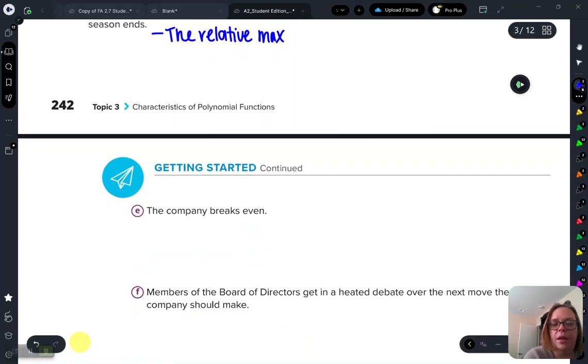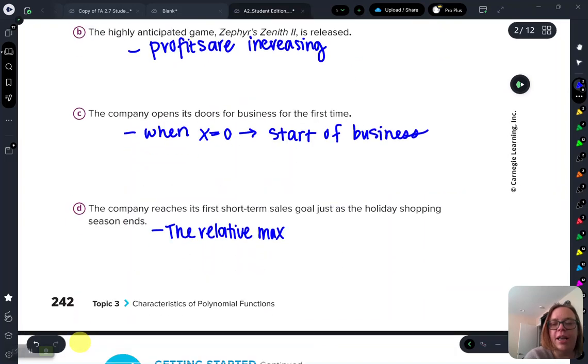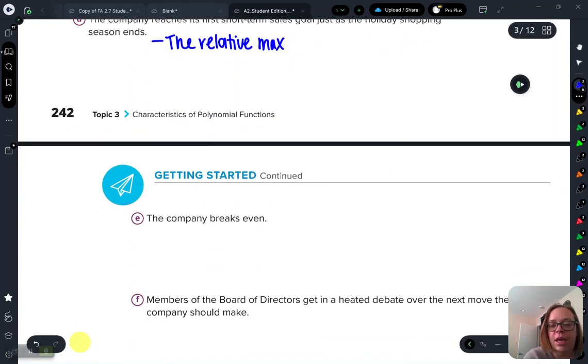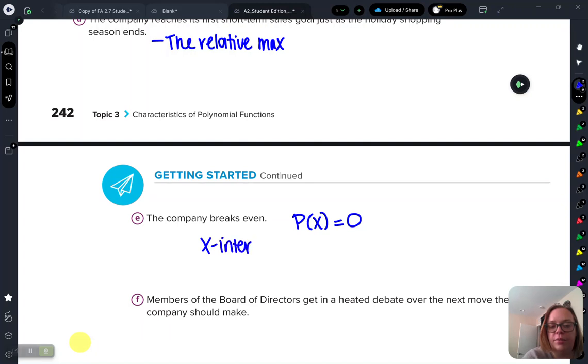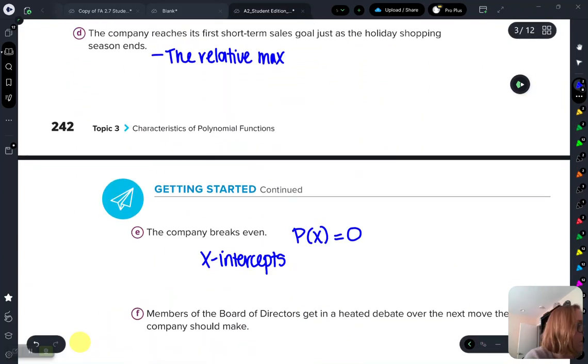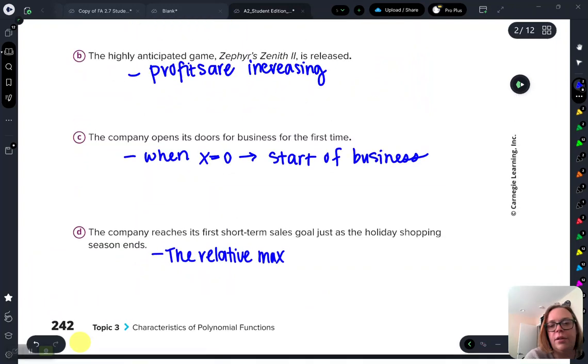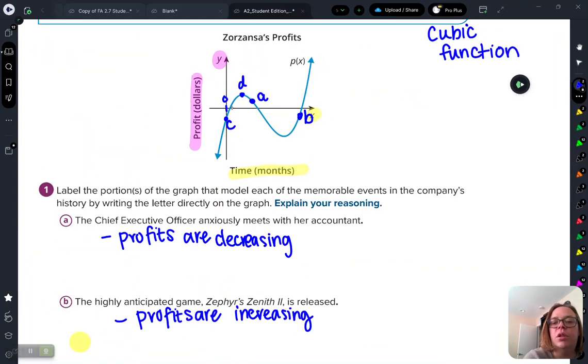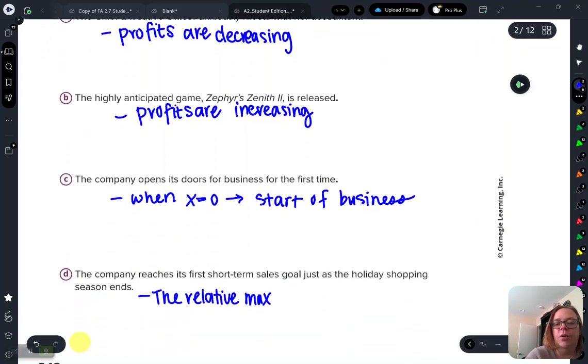The company breaks even. So breaking even means they're not making money, they're not losing money, the profit is 0. And so what you're going to look for there are the x-intercepts. What letter was it? I'm assuming E. Yeah, okay. So anywhere that you have an x-intercept, there's multiple options. You can do here, here, here. Anywhere there's an x-intercept would make sense for that.